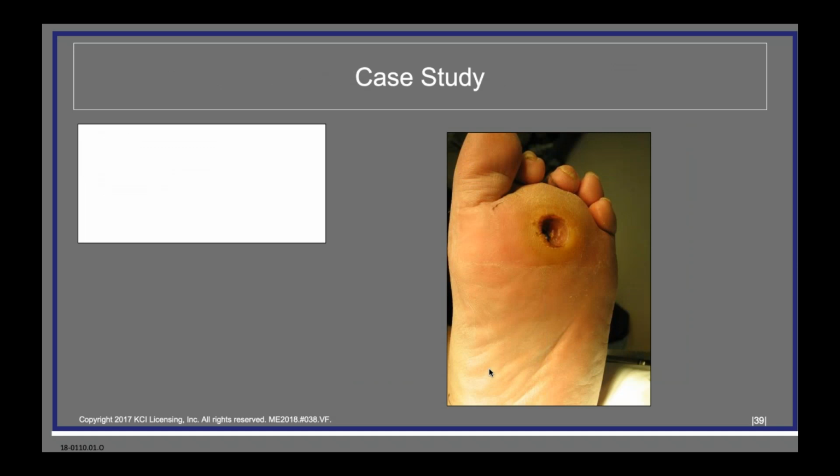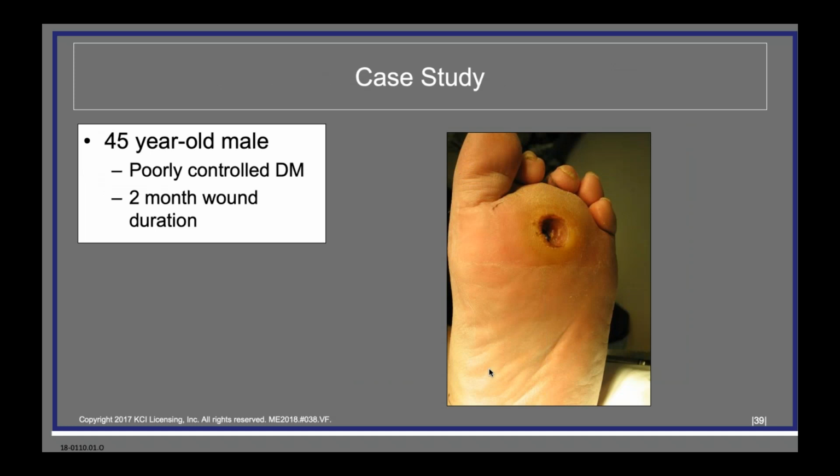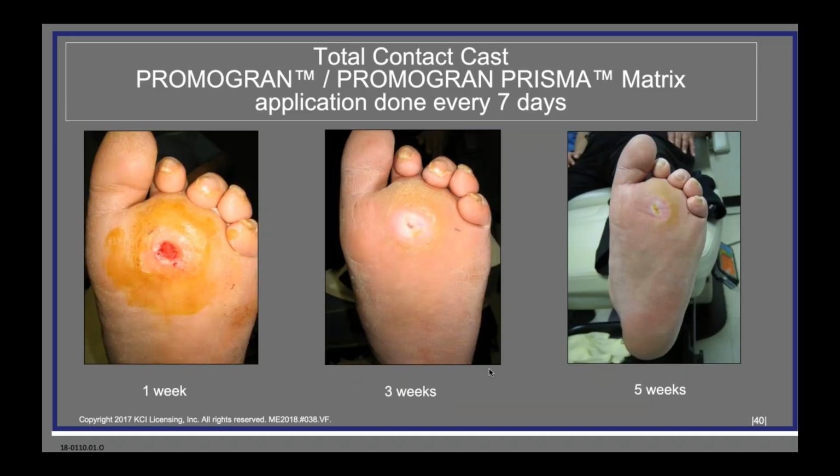Here's a classic diabetic foot ulcer. Usually it's a plantar aspect. You can see it here. 45-year-old male, poorly controlled diabetic, 2-month wound duration.